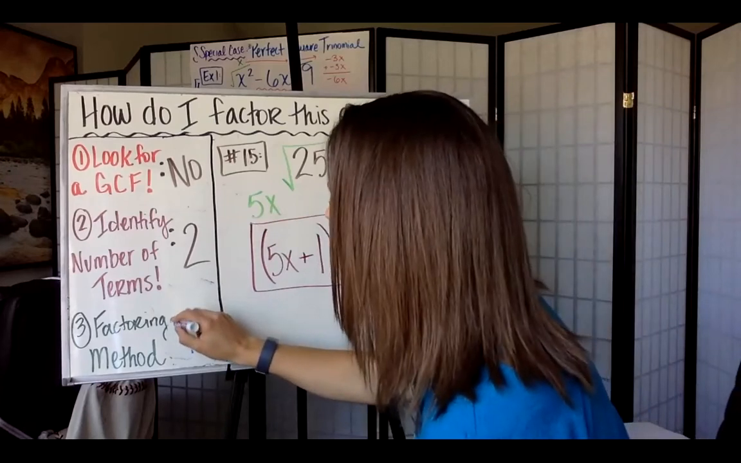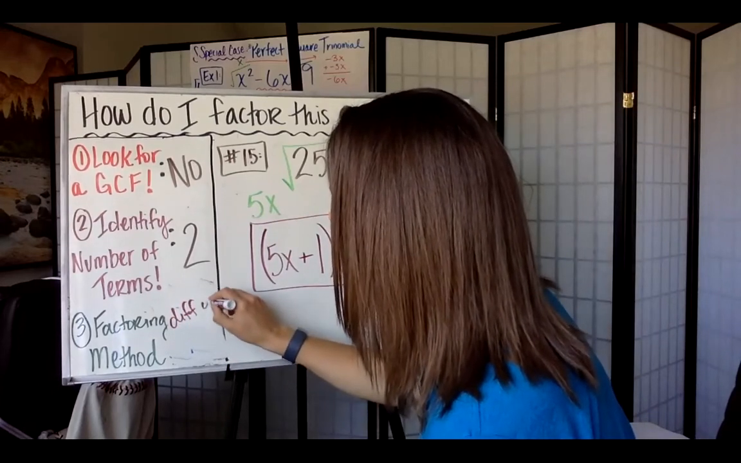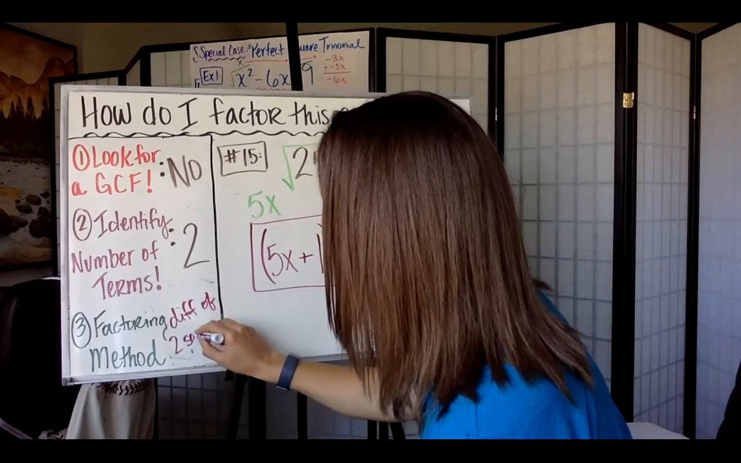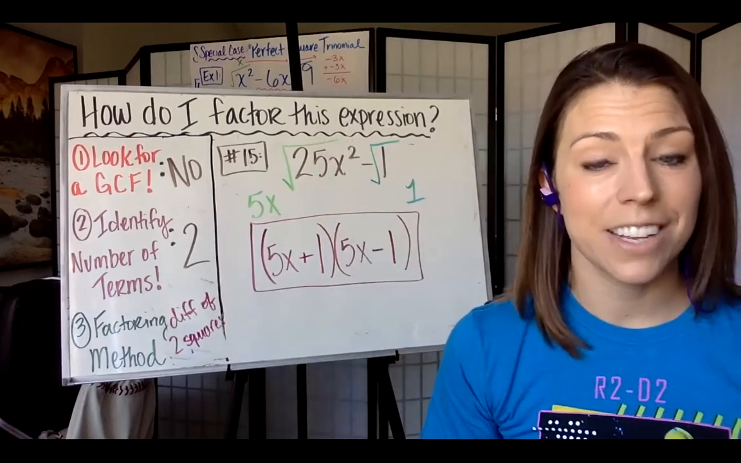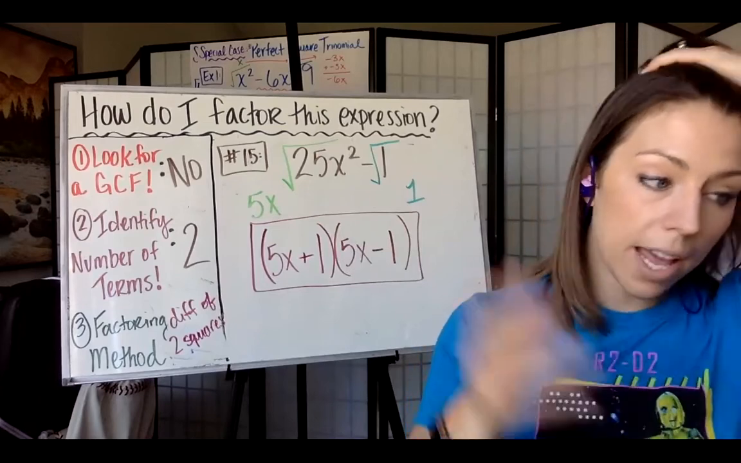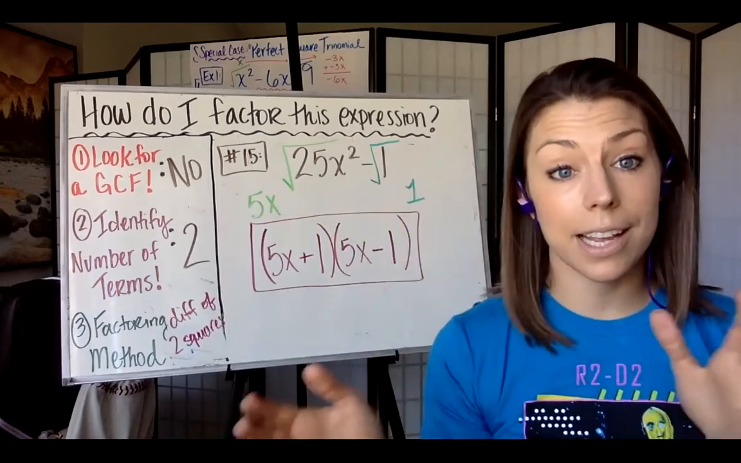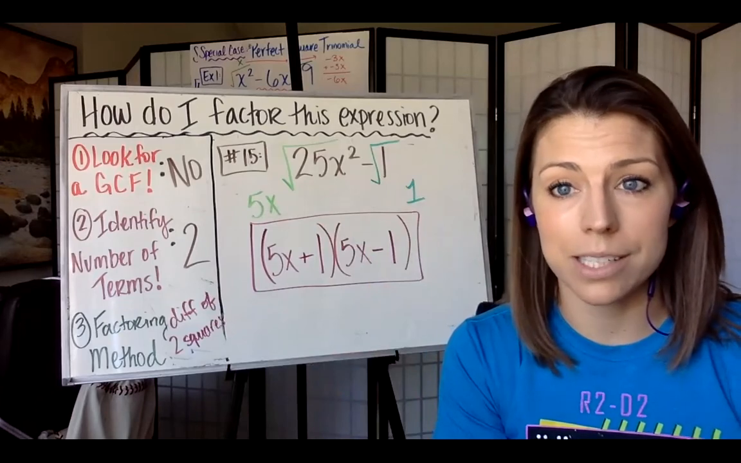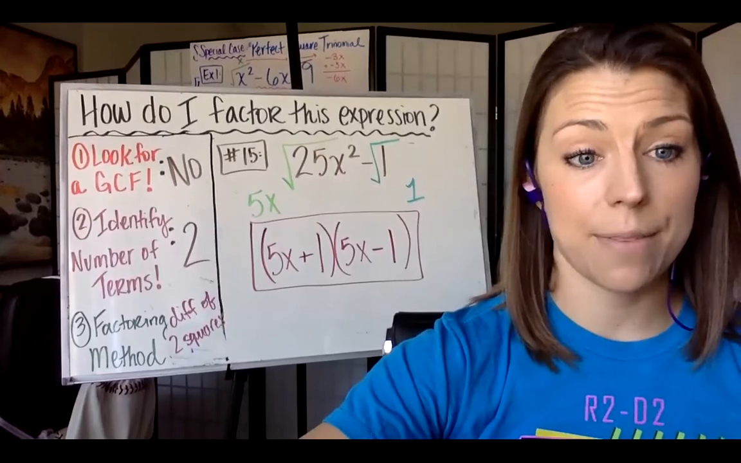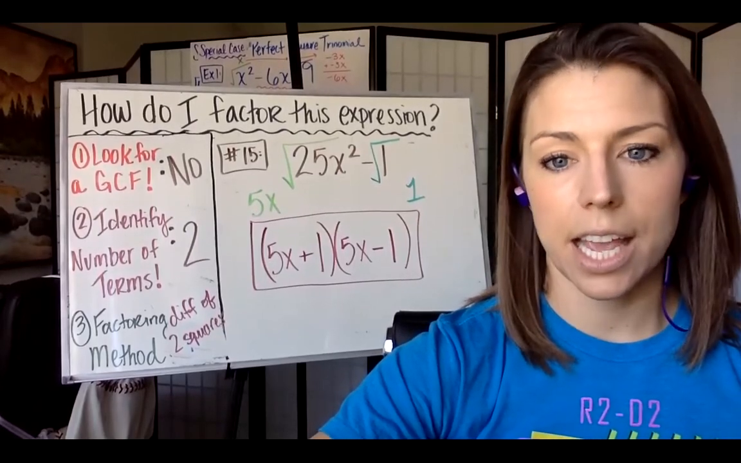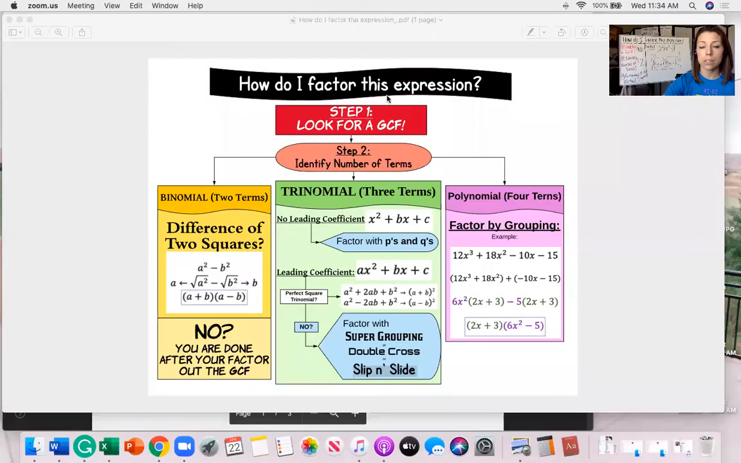So this was a difference of 2 squares. And you are done. So go ahead and try number 16, which again, hint, hint, it is a difference of 2 squares. The most important thing for you to take out of today is understanding how this flow chart works.